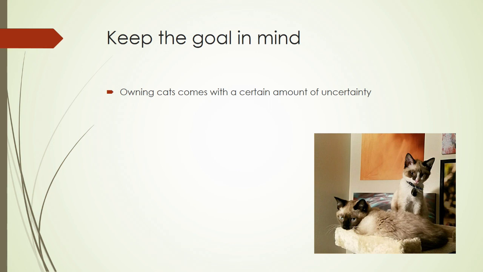Keep the goal in mind, right? When you own a pet, in this particular case we're talking about cats, there's going to be a certain amount of unpredictability, right? Uncertainty. You can't predict what they're going to do. They have a mind of their own.